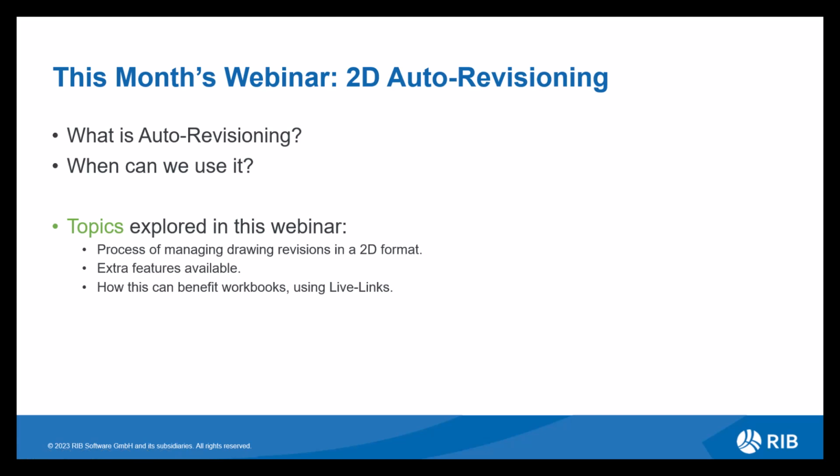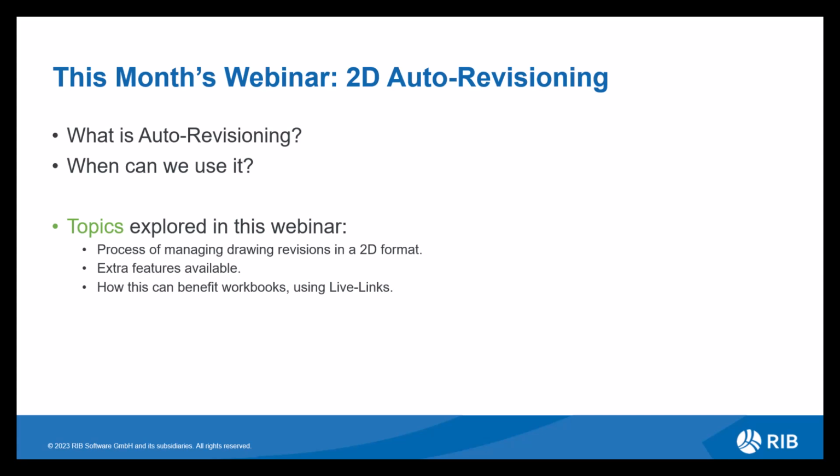When can we use auto revisioning? So this can be used in the dimension view and in the workbook view. In the dimension view, it can be used with 2D formats. Something to note here is that it doesn't matter if your initial revision was in a PDF and maybe your second revision is in a DWG format, for example. It will still work with identifying changes.